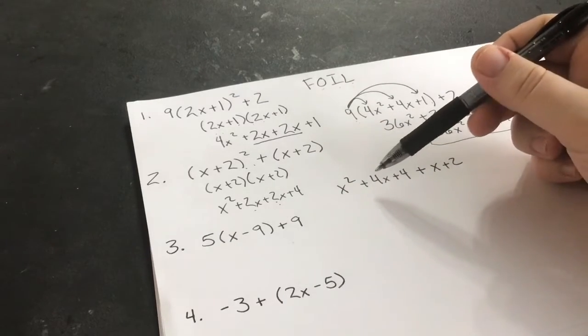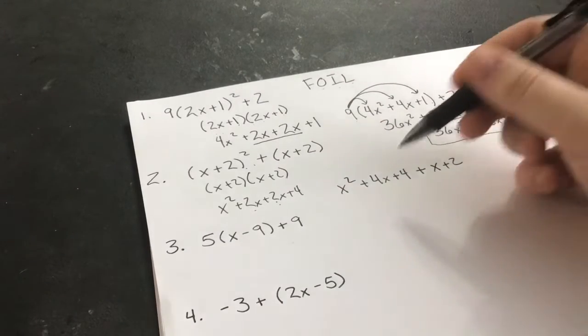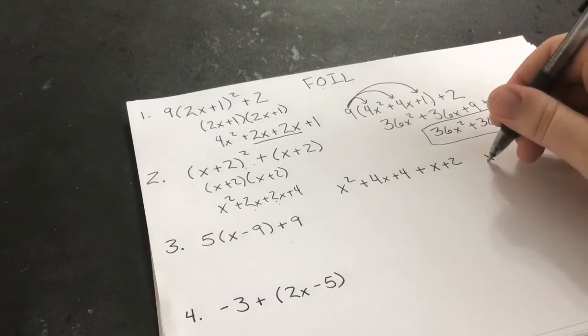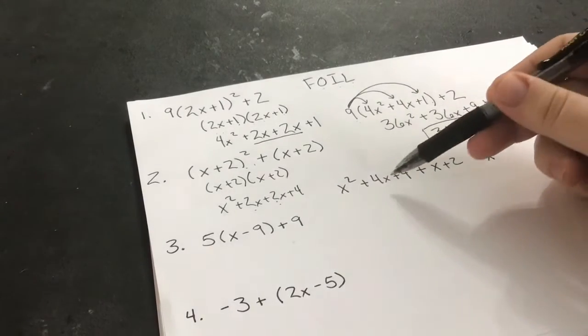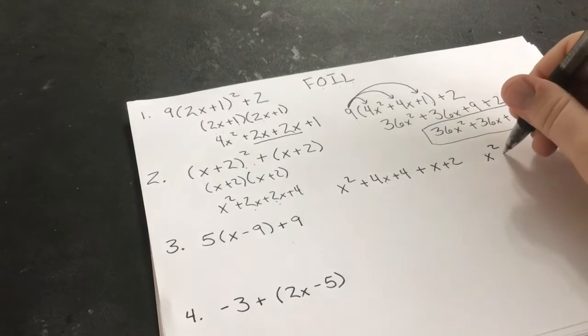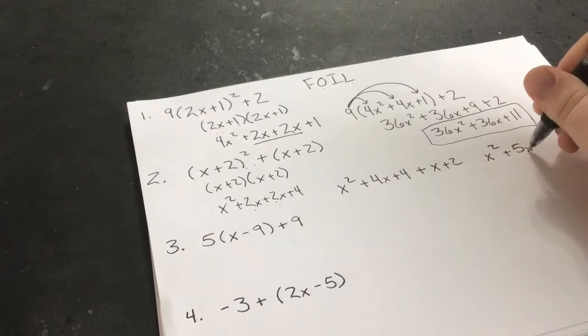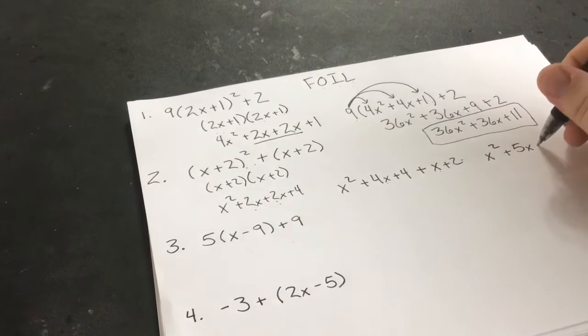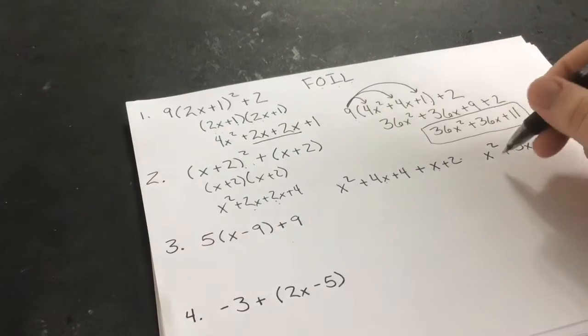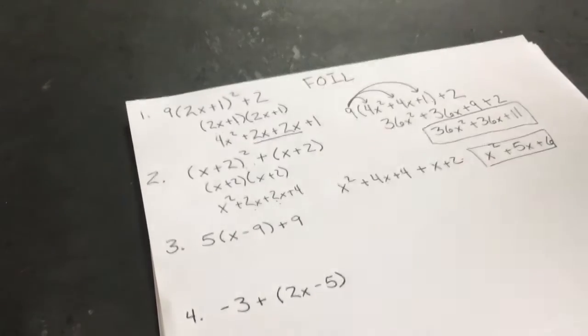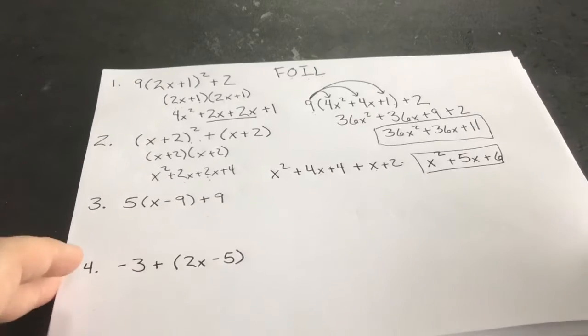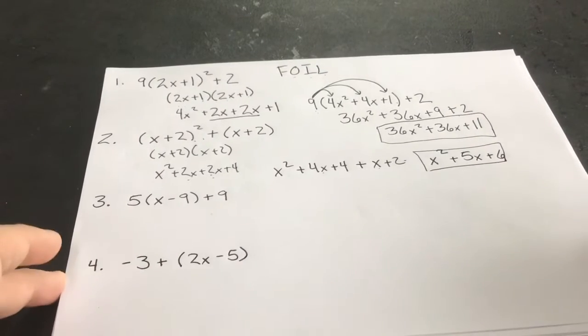We'll be able at this point to combine our like terms. X squared doesn't have anything to combine with, so it stays the same. We have a 4x and an x. Those two will combine to be 5x. And we have a 4 and a 2 that are going to combine to become 6. And this would be our final answer to our fully simplified function.